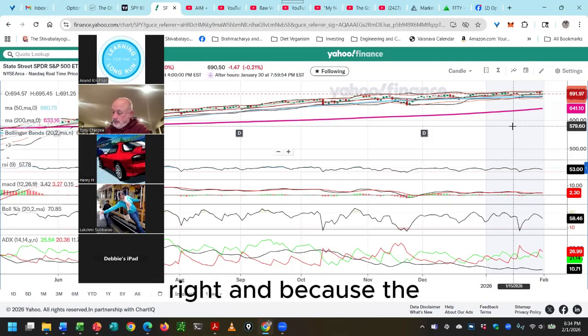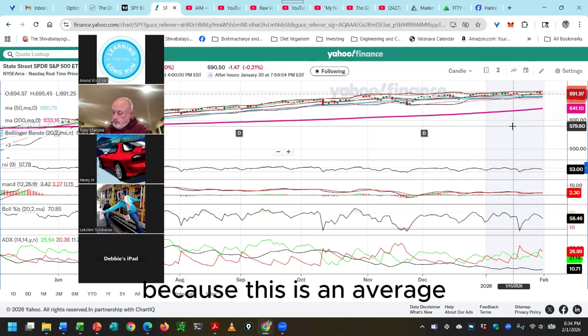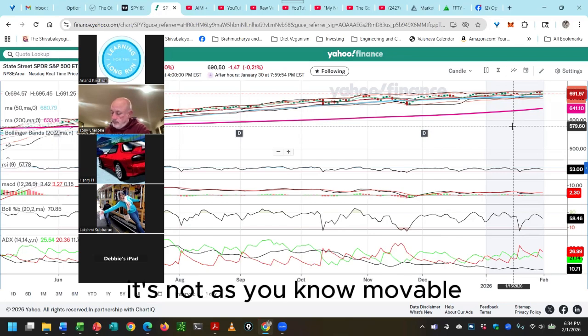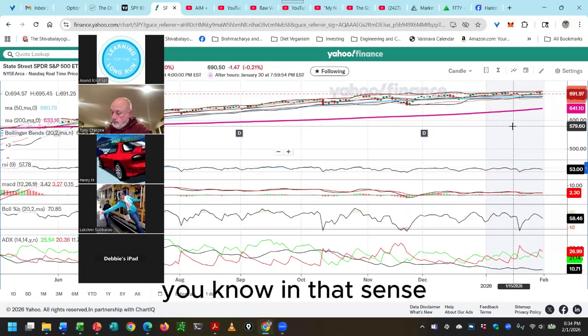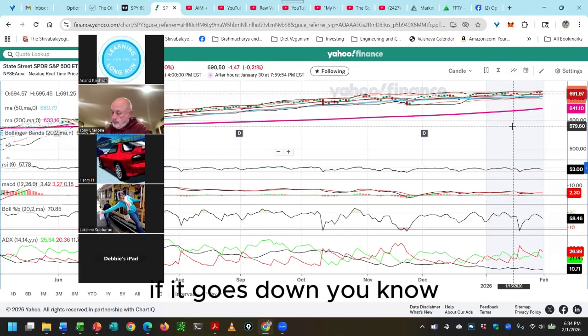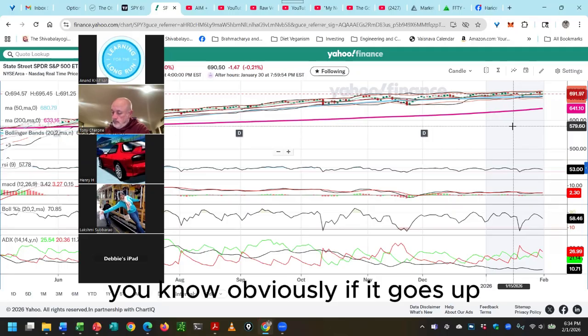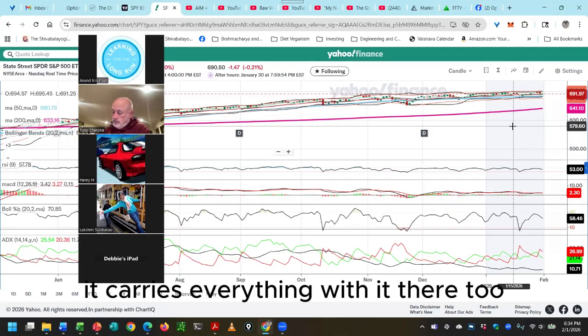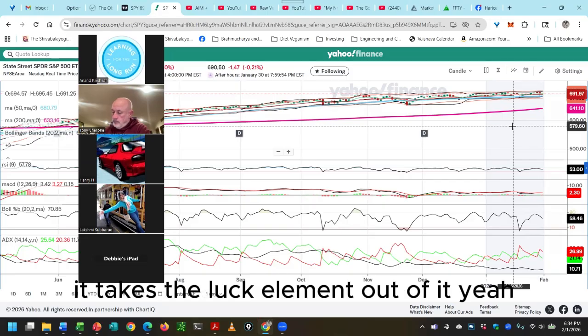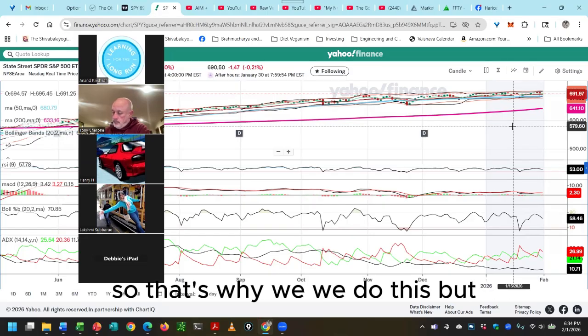And because this is an average, it's not as movable in that sense. If it goes down, it carries everything with it. And obviously if it goes up, it carries everything with it too. It takes the luck element out of it. So that's why we do this.